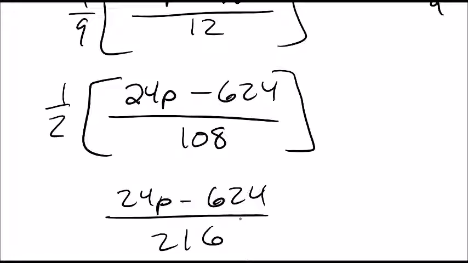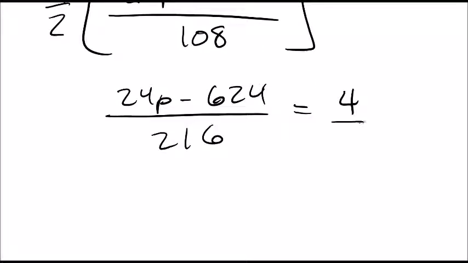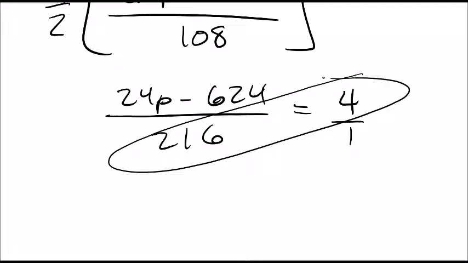And then it says, yada yada. The next day there was only 4 left. So that means there was 4 remaining here. So now we can go ahead and solve this. You can think of that as being 4 over 1. I'm going to go ahead and cross multiply this. So 216 times 4 gives us 864.